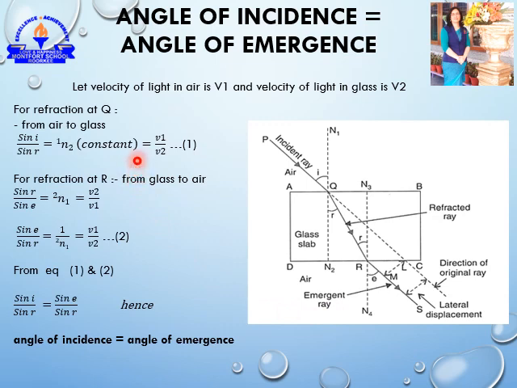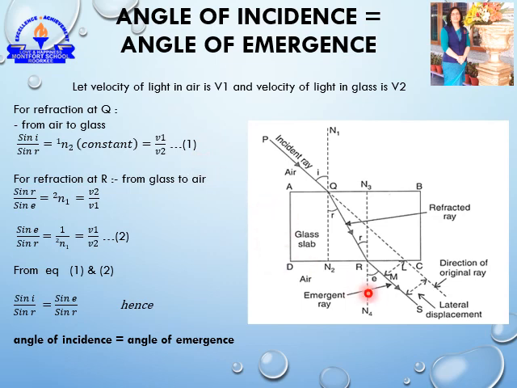Now use Snell's law at point Q. So at point Q, according to Snell's law, the constant is equal to the ratio of sine of angle of incidence to the sine of angle of refraction. So sine i upon sine r is equal to the constant, which is refractive index of second medium with respect to first medium, and it is also equal to the ratio of the velocities of the two mediums. Therefore it will be equal to V1 upon V2.